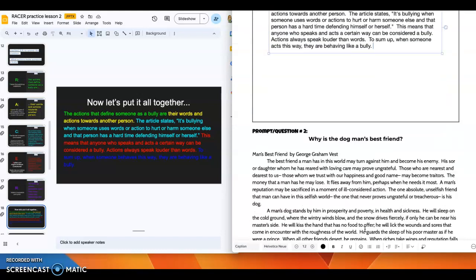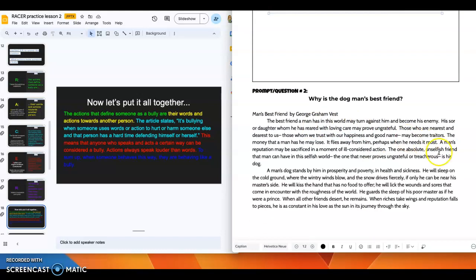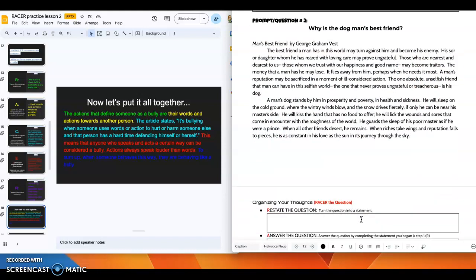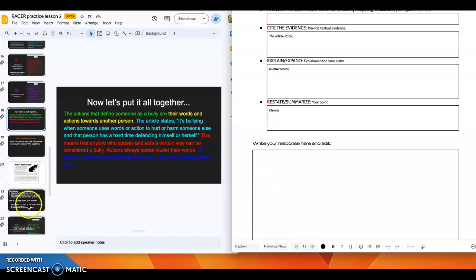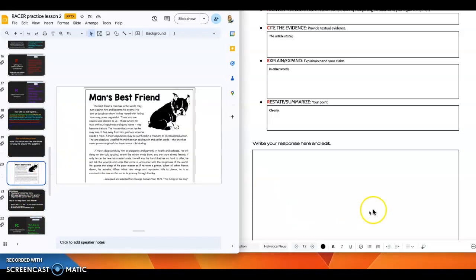Okay, your job is to read this paragraph, and then you're going to do this paragraph. You can look in here for some help, but I would like you to try it on your own. Okay, have fun.